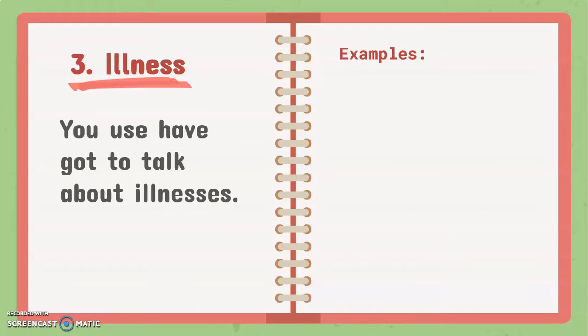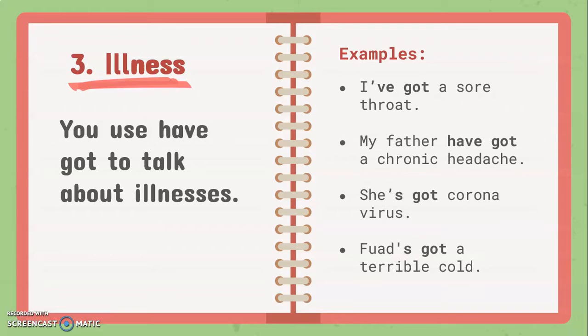Third, we use the verb form have got to talk about illness or about our health issues. Let's have some examples here again. I've got a sore throat. My father has got a chronic headache. She has got coronavirus. Fuad has got a terrible cold. So this is how you can use it.